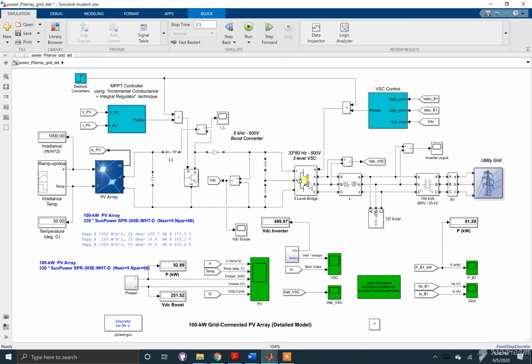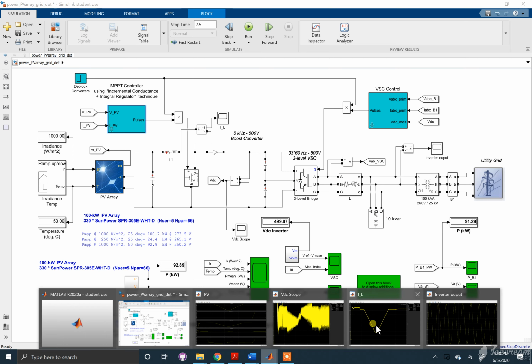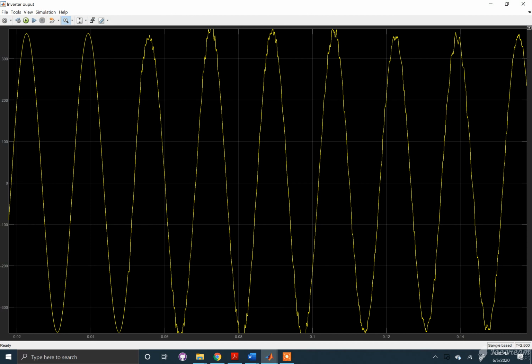The signal from this inverter is then sent to this filter between the inductor and the capacitor. These make up a filter that filters out the harmonics in the AC signal. And if we take a look at that output, we get a pretty nice sine wave that goes up to almost 400 volts.